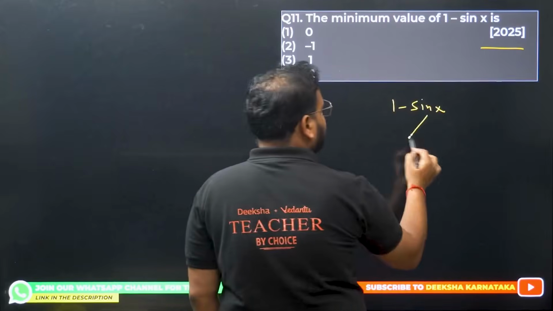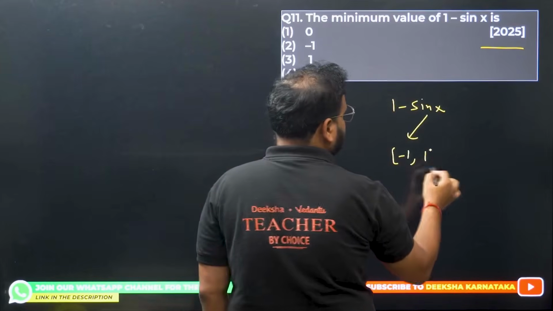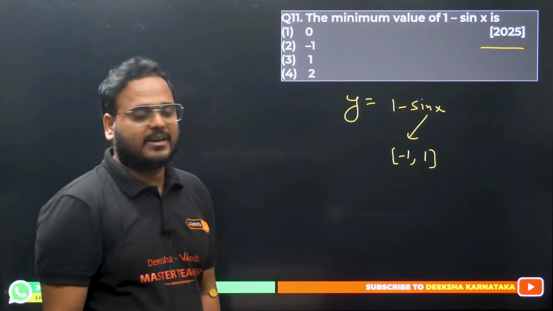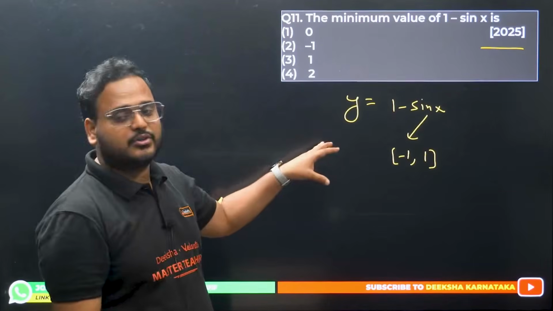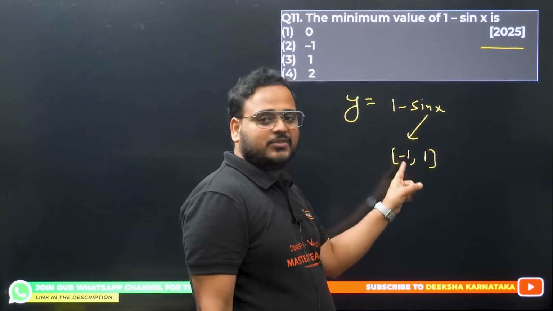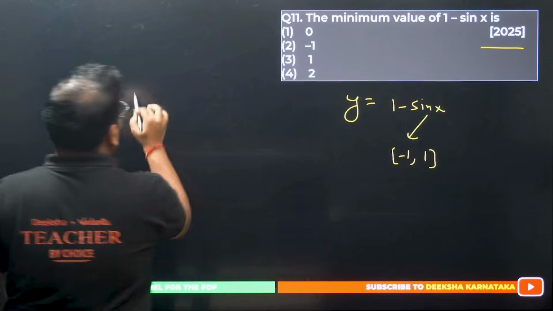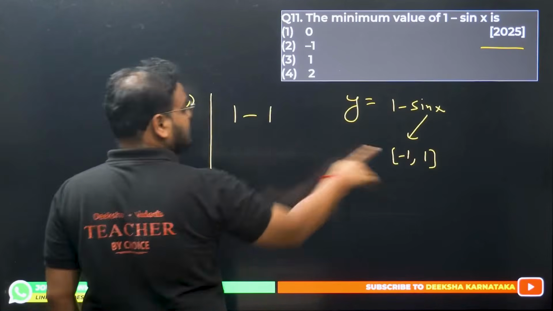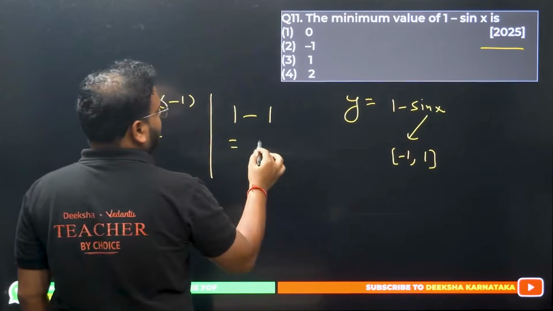Just tell me the range of sin x. It is minus 1 to plus 1. That's my range of sin x. I'm looking for the minimum value of this function. That can happen only if sin x is 1. Because if you take the extreme value of minus 1, it will become 1 minus of minus 1, which is simply 2. But if you take 1 minus the largest positive value, it will become 0.